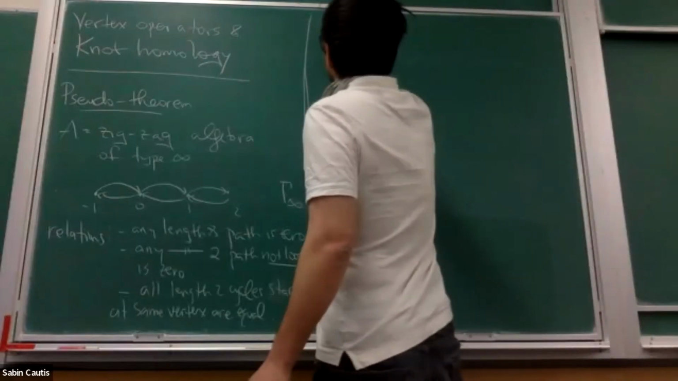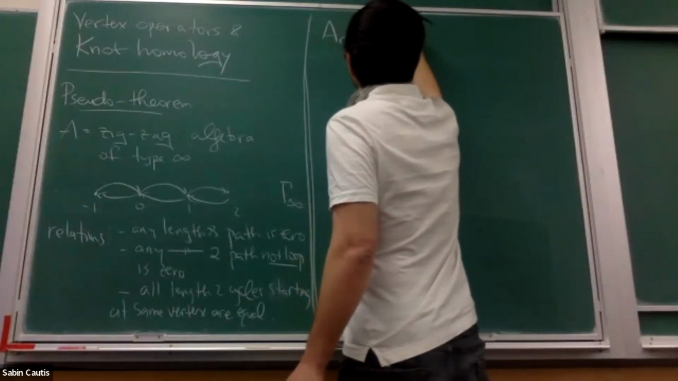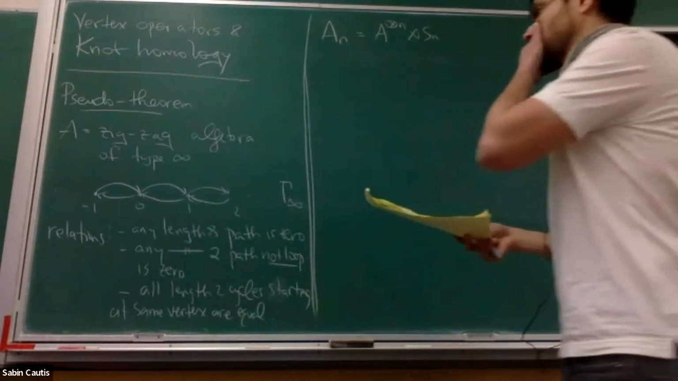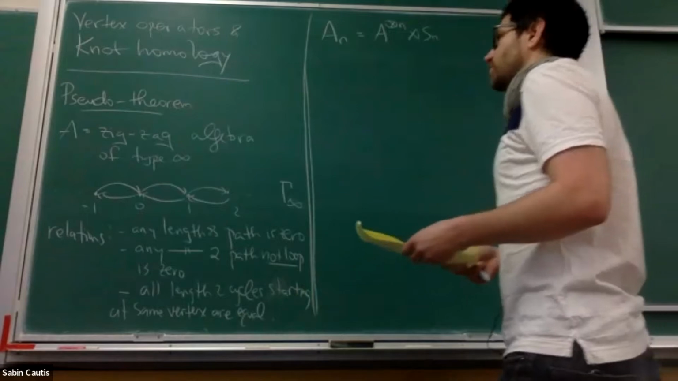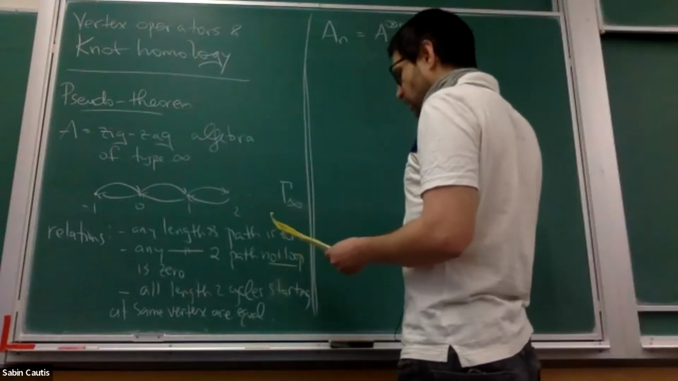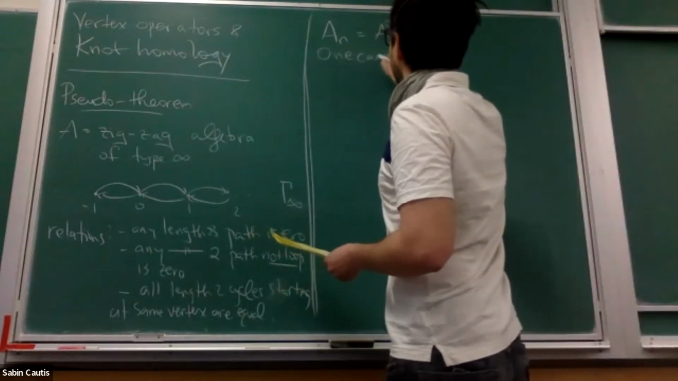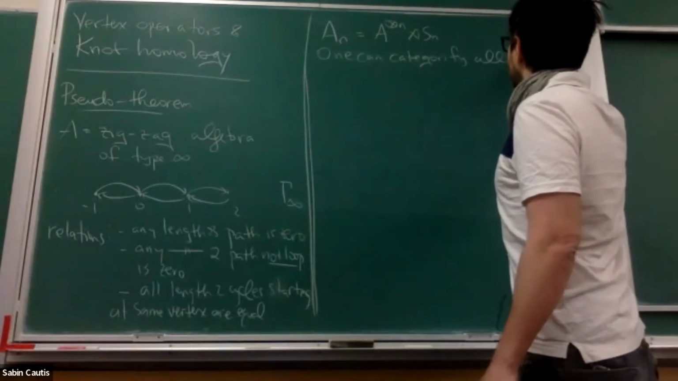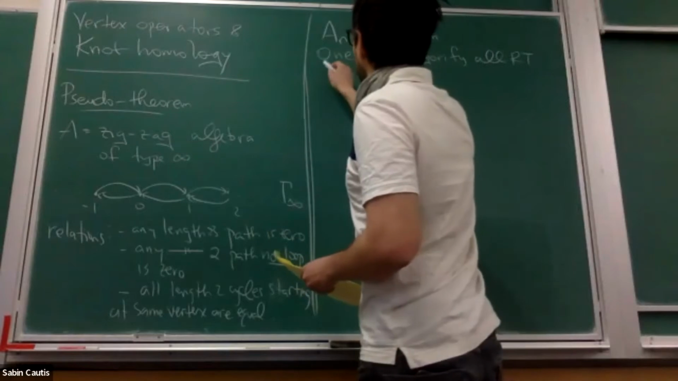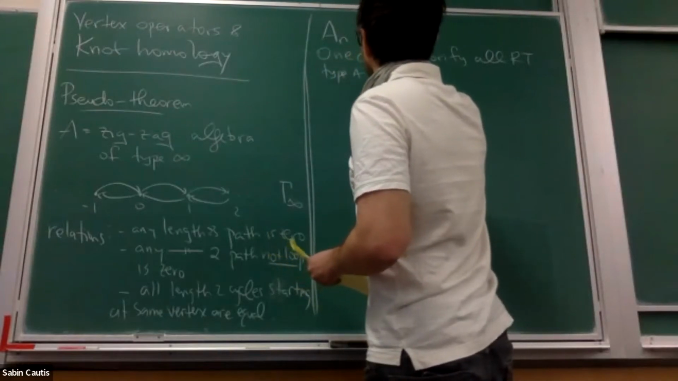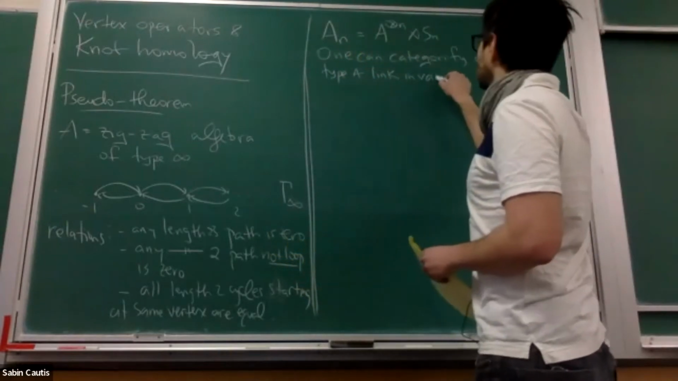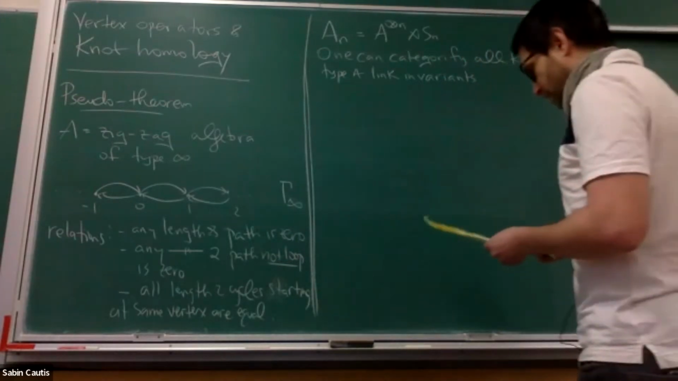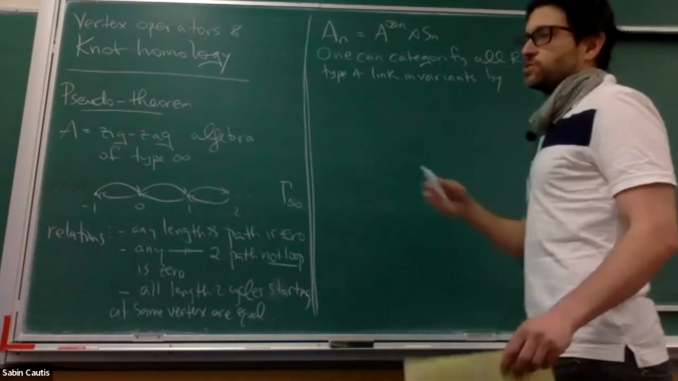And we're going to let A_n be the symmetric product of A^n with S_n. So the statement of this pseudo theorem is that one can categorify all the Reshetikhin-Turaev type A link invariants by assigning, in the usual way that what you usually do.